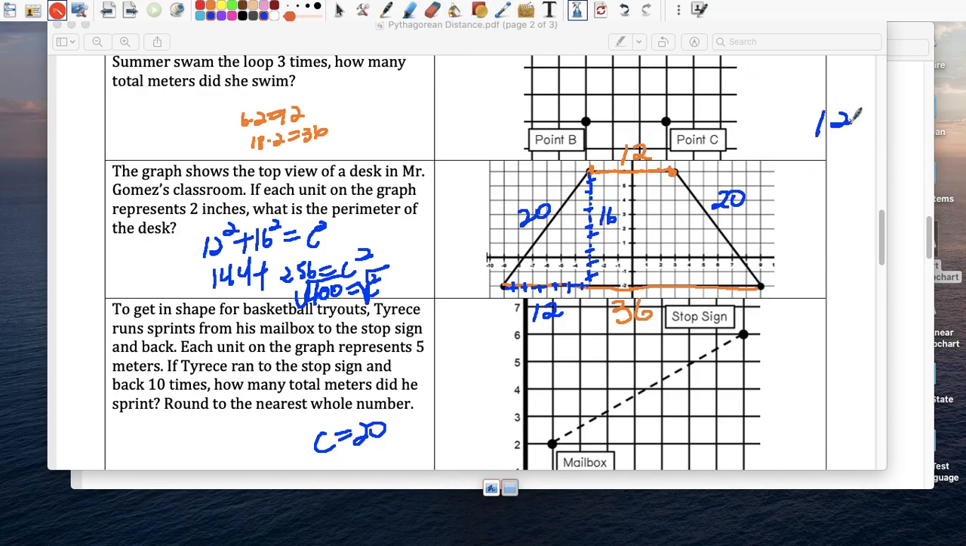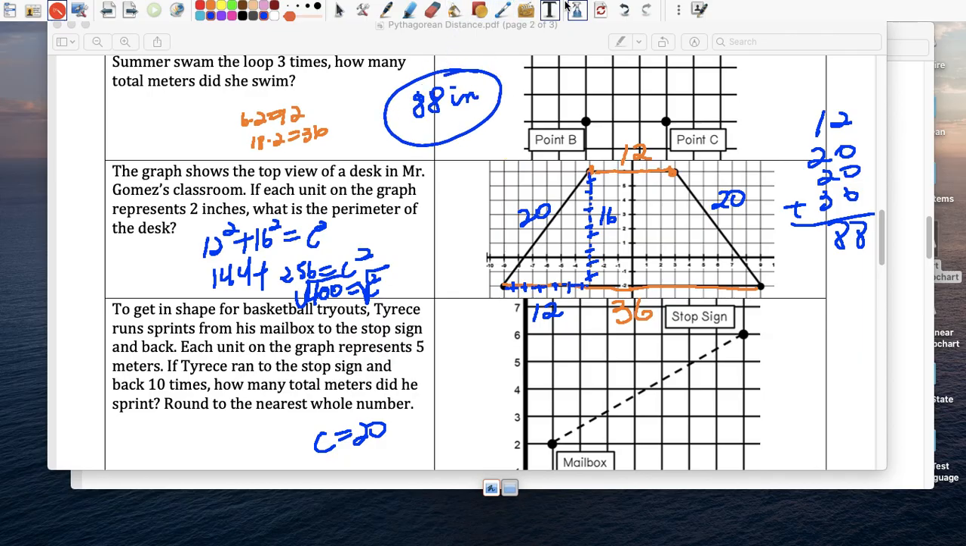So the perimeter is 12 plus the 2 20s plus the base at the bottom. So that's 36. So 12 plus 40 plus 36 is 88. So the total perimeter is 88 inches.